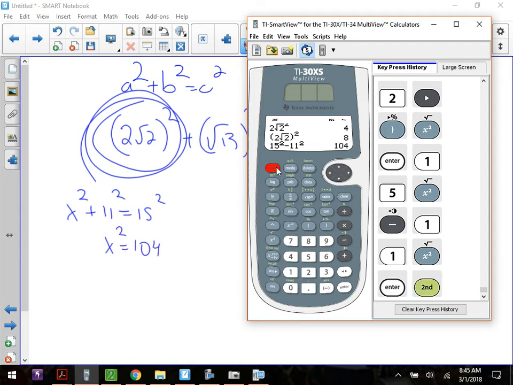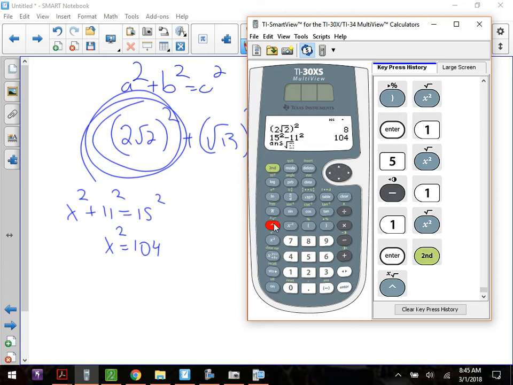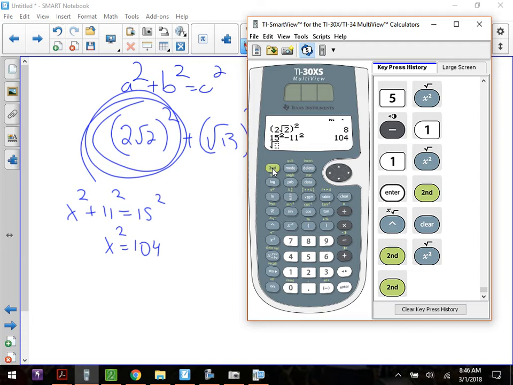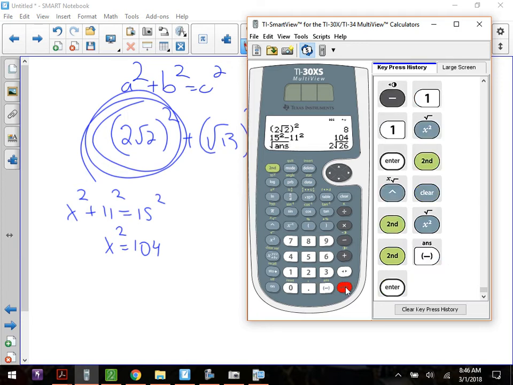Take the square root. Oops, wrong button. Square root of my answer, and it gives me simplified radical form. Perfect. That's exactly what you're writing, because look, the instructions say leave answers in simplest radical form. Calculators are your best friend.